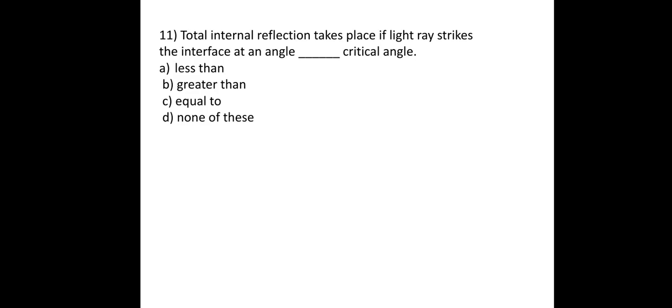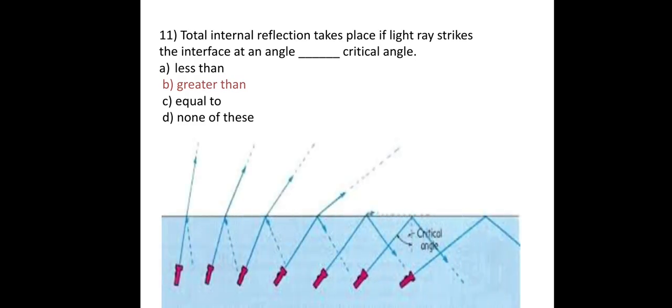The total internal reflection takes place if a light ray strikes the interface at an angle ___ the critical angle. Option A, less than. Option B, greater than. Option C, equal to. And option D, none of these. The correct option is B, greater than.